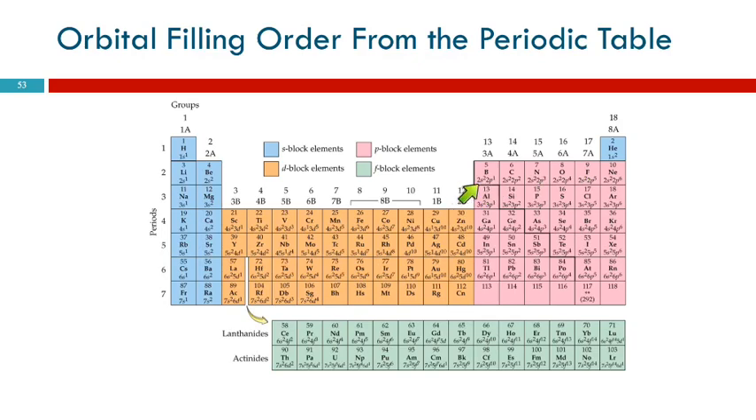Here we've got 6 columns. The p room has 3 beds. It can hold 6 people. The p subshell has 3 orbitals. It can hold 6 electrons. There are 6 columns here. The d sublevel has 5 orbitals. The d room has 5 beds. It can hold 10 electrons, 10 people. If you count across here, there's 10 columns. The f block, 7 beds, 7 orbitals, 14 electrons. If you count across here, 14 columns.